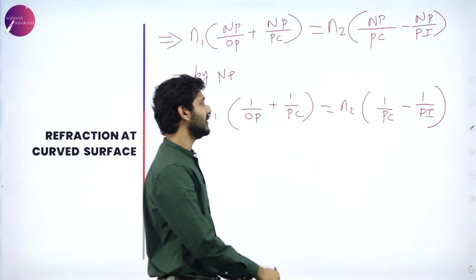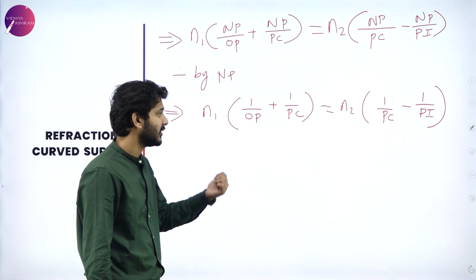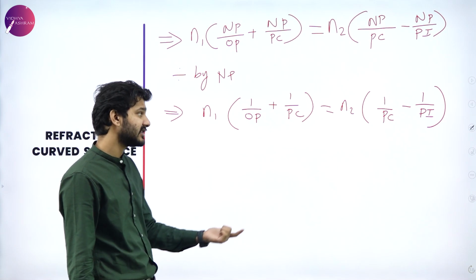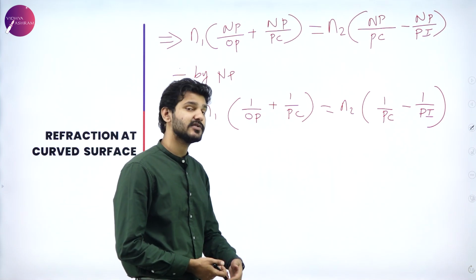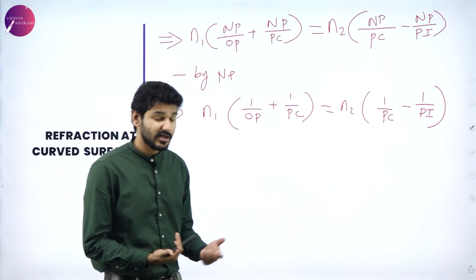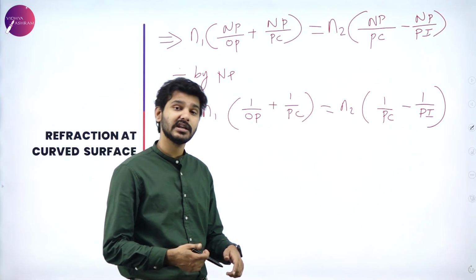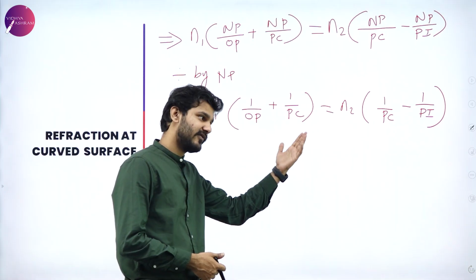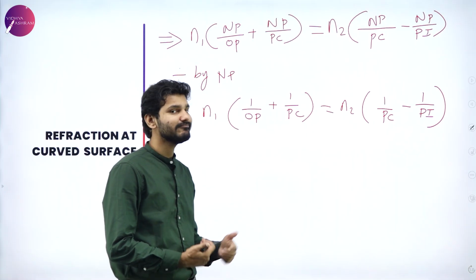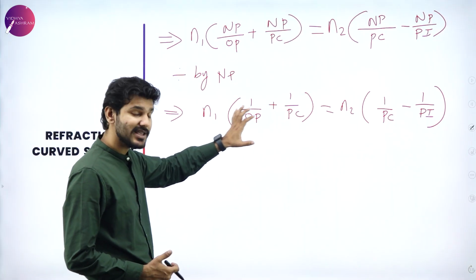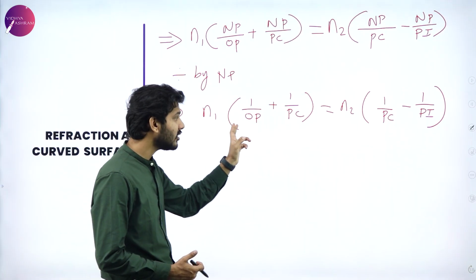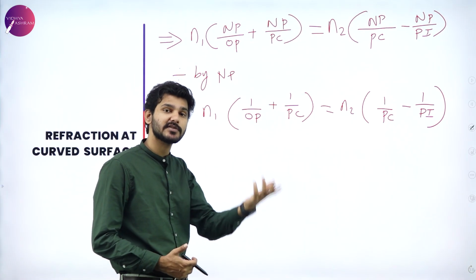So again, we do know what is OP, which is nothing but object distance. We know what is PC, which is nothing but the radius of curvature, and we know what is PI, which is nothing but image distance. The only thing you have to remember is the sign convention, that is, if it is on the left hand side, we have to give it the minus sign according to the Cartesian rule.